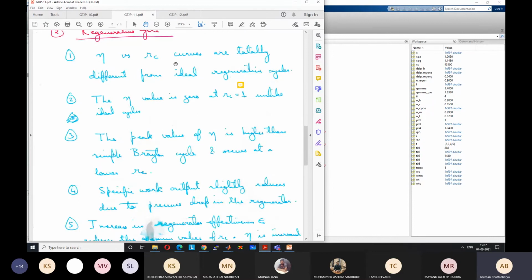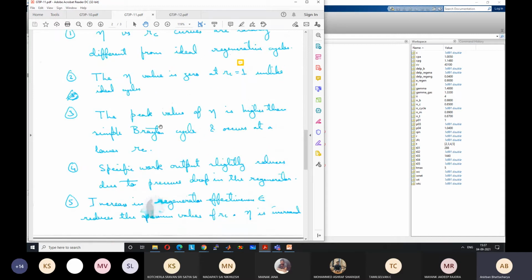Now for the regenerative cycle, what we have seen, efficiency versus RC curves are totally different. It goes to 0 near RC equal to 1, not at RC equal to 1. Just strike it out. Unlike ideal cycles, the peak value of eta is higher than the simple Brayton cycle. That also we have seen, and occurs at a lower value of RC as compared to the simple Brayton cycle, obviously. And specific work output slightly reduces due to pressure drop in the regenerator.